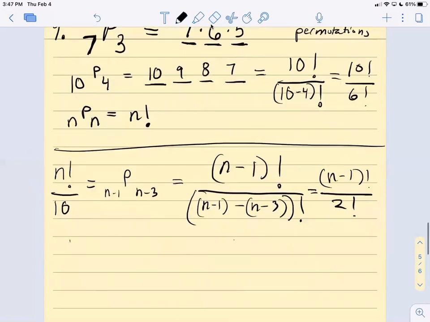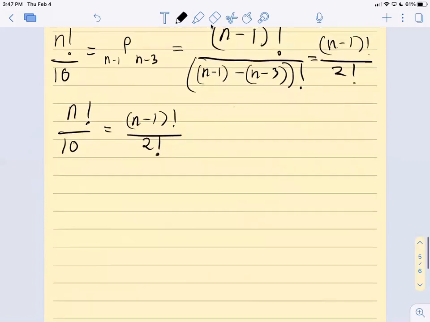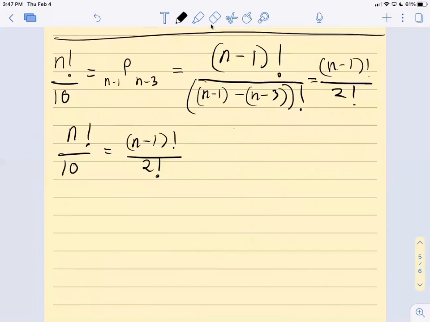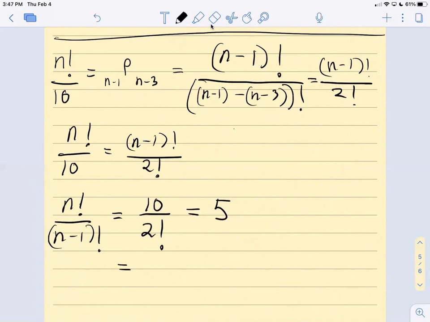Okay, now we have this formula, n factorial divided by 10 equals n minus 1 factorial divided by 2 factorial. And now I can rearrange stuff. So I'm going to cross multiply because it's a proportion. So I can do n factorial over n minus 1 factorial is equal to 10 over 2 factorial. This is equal to just 5, 10 over 2. But what do we know about n factorial over n minus 1 factorial? Does anyone see what that becomes?